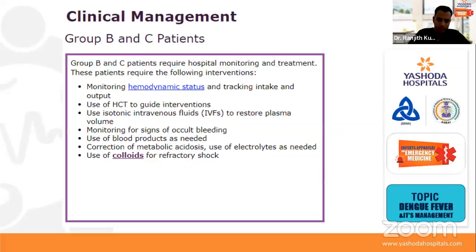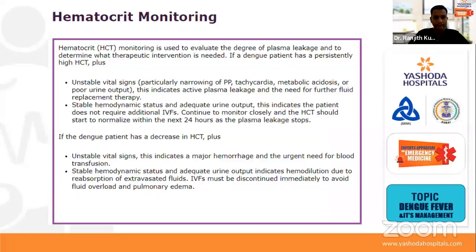Group B and C patients usually require hospital monitoring and treatment because the hemodynamics are affected here. Frequent hematocrit monitoring might be required, or some people might require IV fluids, monitoring for occult bleeding, blood product transfusion, or correction of any acid-base status or hypotension. Hematocrit monitoring is used to evaluate the degree of plasma leak.